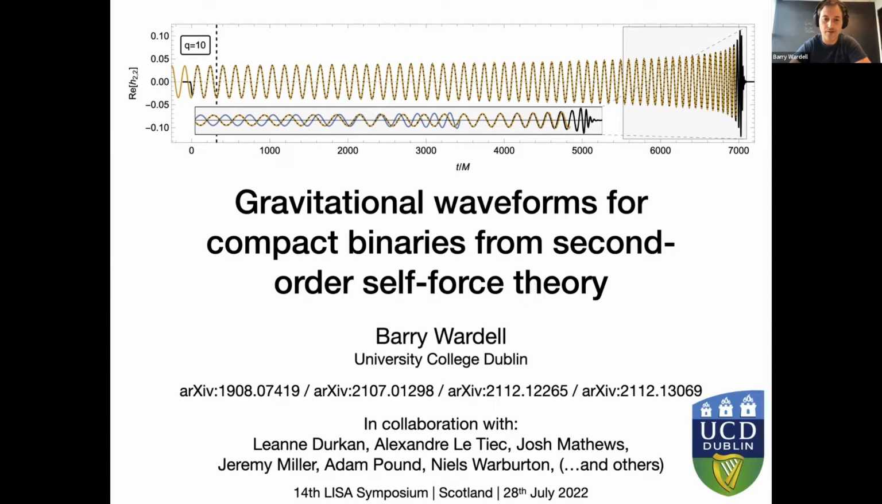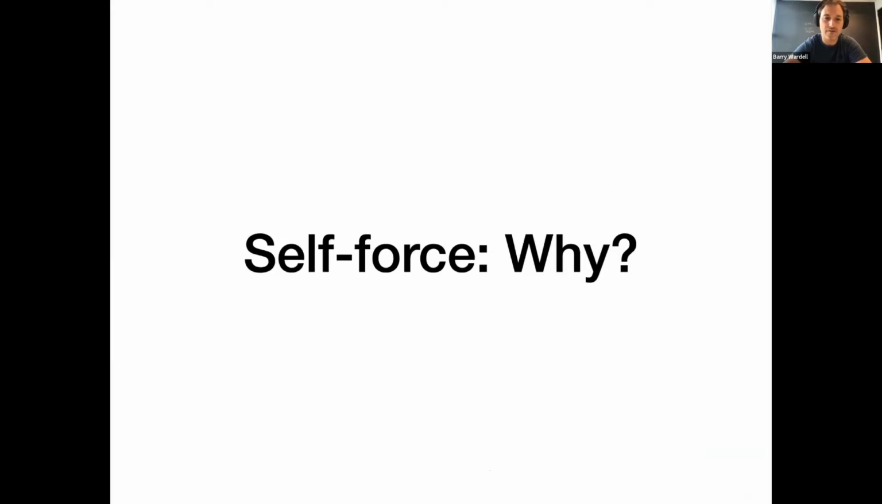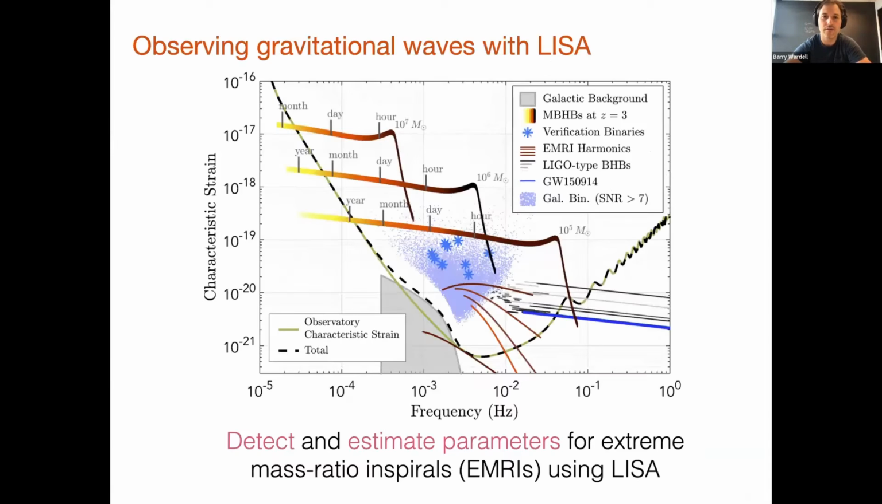So just before I get on to results, it's worth thinking about, first off, why are we using self-force theory as a way to produce waveforms? Well, I think we're all here familiar with these sorts of characteristic strain curves for LISA emission. And the thing that I'm really interested in are these EMRI harmonics that appear down towards the bottom, these dark red streaks. These represent signals from extreme mass ratio inspirals, and they're a very prominent source for LISA emission. And LISA is going to be able to both detect and estimate parameters for these things with a very, very high degree of accuracy.